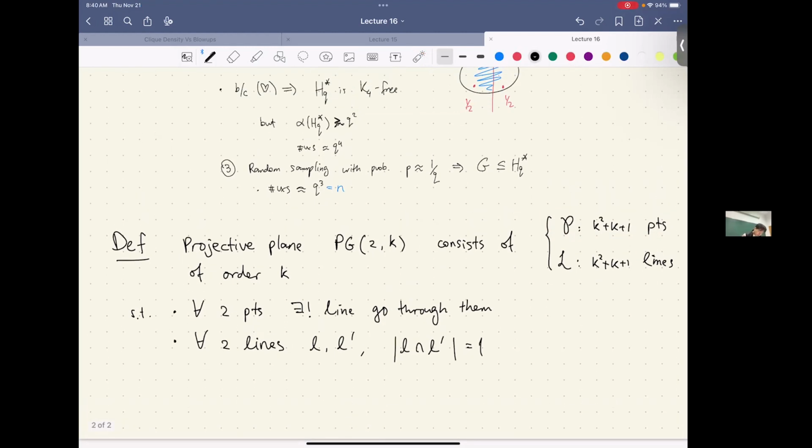There's one example we're all familiar with. This example is the Fano plane. So the Fano plane is a projective plane of order K equal to 2 here. You have 7 points and 7 lines. Okay, it looks like this.